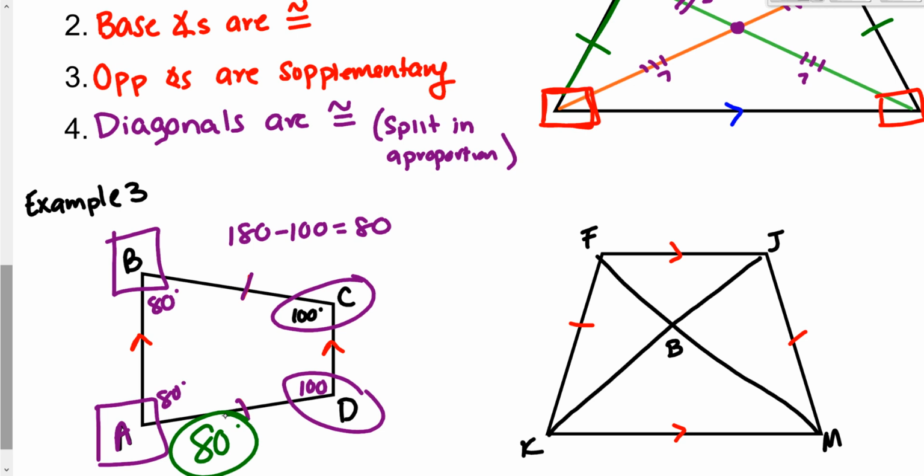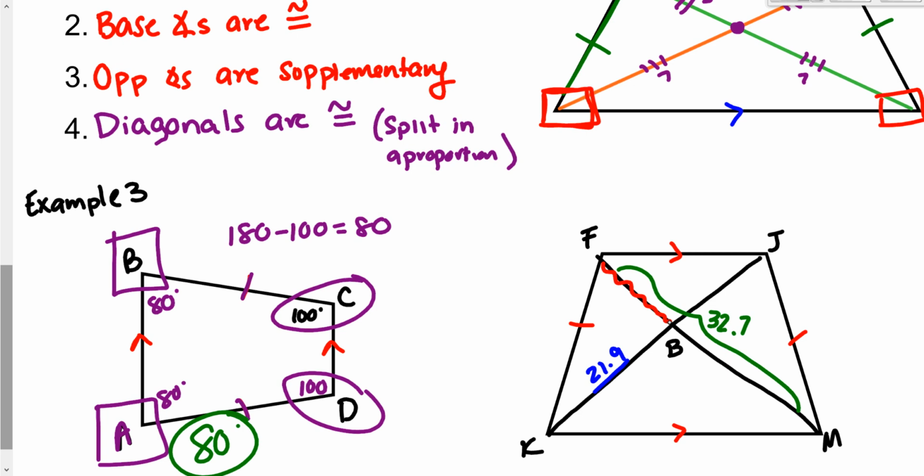Now, in the second part, we were given that KB, which is this half right here, is 21.9. It's not near an angle, it's the side. Then we have that FM is 32.7, this whole thing. So now we need to find the length of FB.